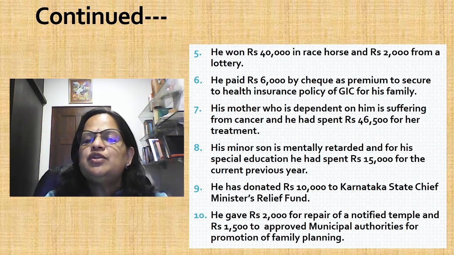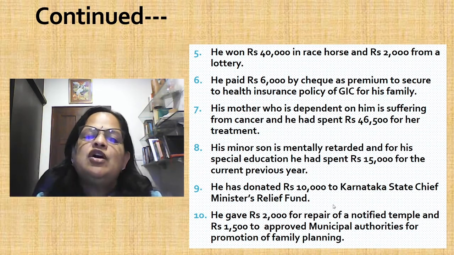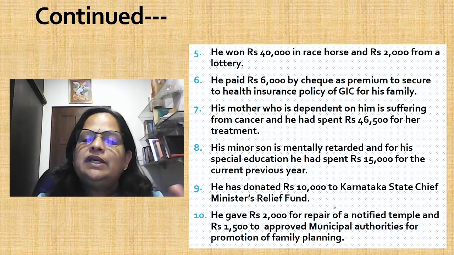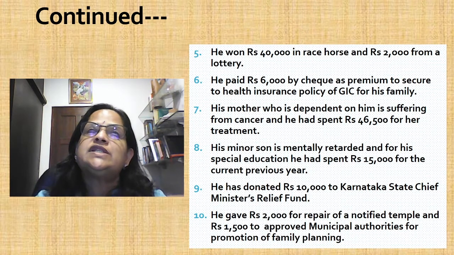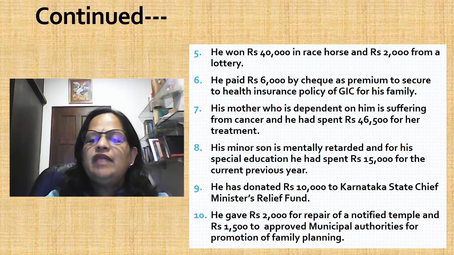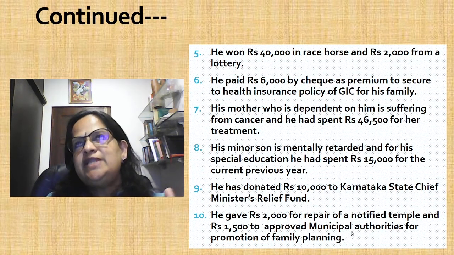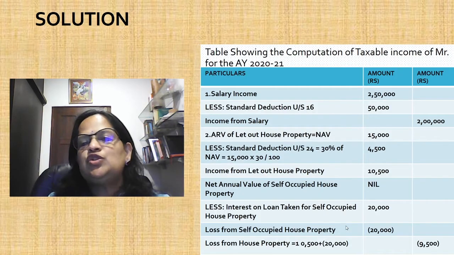He has donated rupees 10,000 to the Karnataka State Chief Minister's Relief Fund. This is 80G, so 80G also you have to calculate. See, I told you, three state governments: Maharashtra, Karnataka and Jammu and Kashmir, the State Chief Minister's Relief Fund, it is 100% deduction without limit. Now he gave rupees 2,000 for repair of a notified temple and 1,500 to approved municipal authorities for promotion of family planning. So 80G with limit donations are also there.